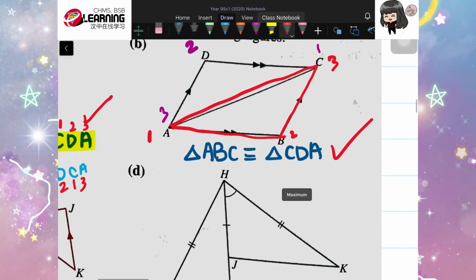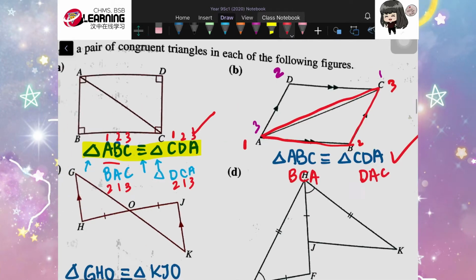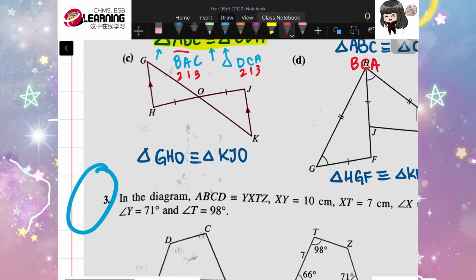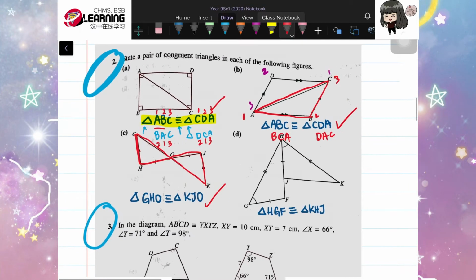Part C, same thing. It must be following the order. If you write, let's say BCA, then this one must be triangle DAC. Must follow the sequence and the order. Part C, this triangle here, GHO, is the same as the triangle KJO here. Please tick.